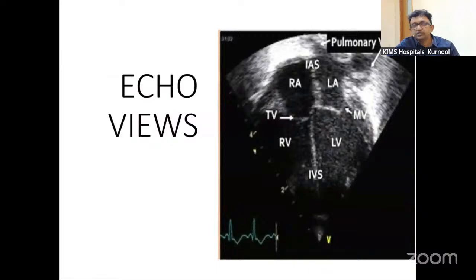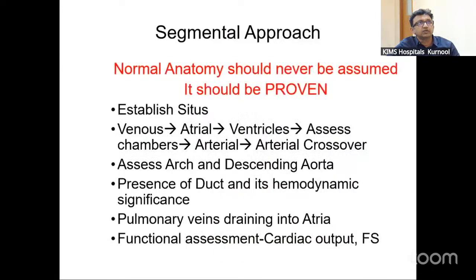Then the next thing is about the different types of views. So we always should use a segmental approach. Have a specific pattern that you normally examine, and always follow that pattern when you are doing any echo, right? Normal anatomy should never be assumed. Remember that point. It's very important. Normal anatomy should never be assumed. It should be proven. If you can't find it, assume that there is something wrong. Don't assume that it might be there or it is normal, but I'm not able to pick it up.